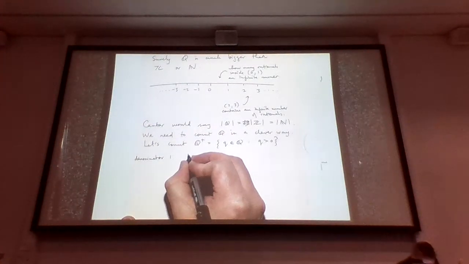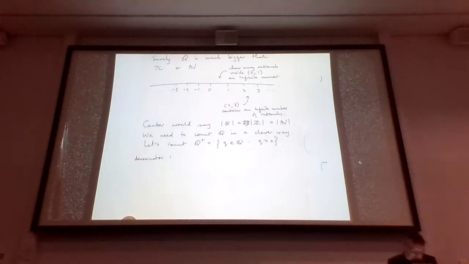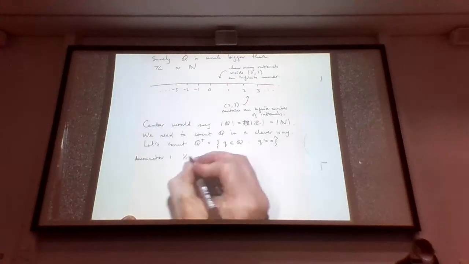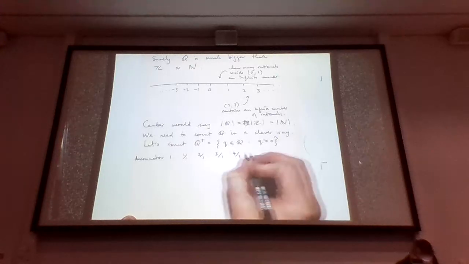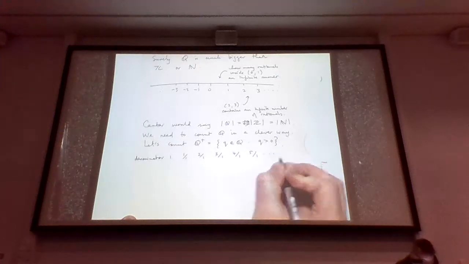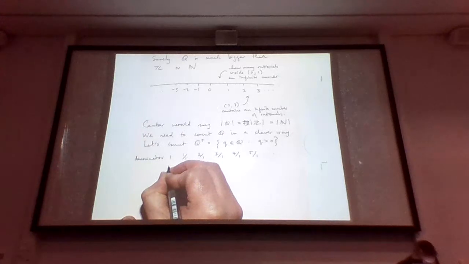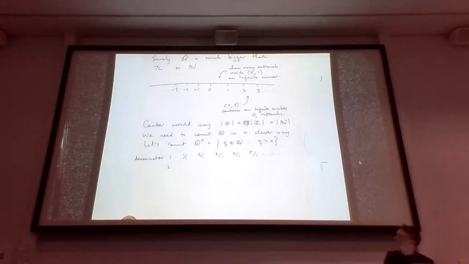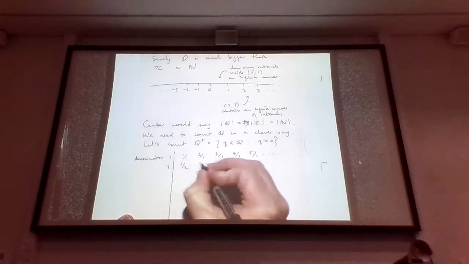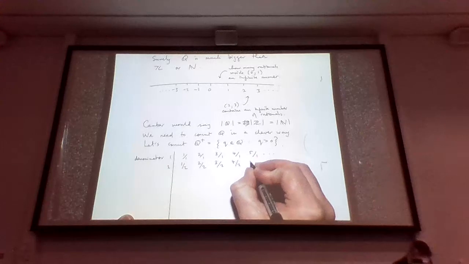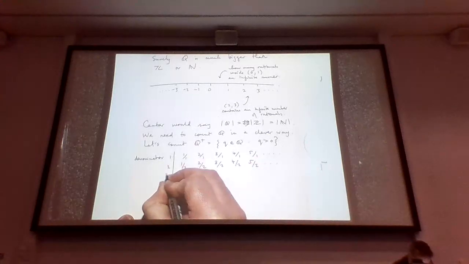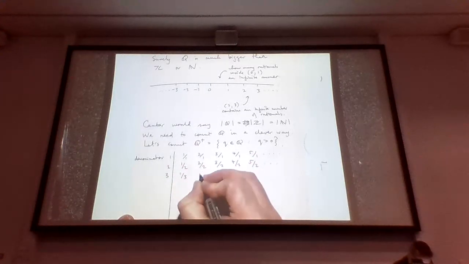Okay. Well, you see, you can lay out all the fractions with denominator 1. So what positive rational numbers do you have with denominator 1? Well, you've got 1 over 1, 2 over 1, 3 over 1, 4 over 1, 5 over 1, etc. Denominator 2. What rational numbers do you have with denominator 2? Well, you've got a half, 2 over 2, 3 over 2, 4 over 2, 5 over 2, etc. You get the picture. Denominator 3.